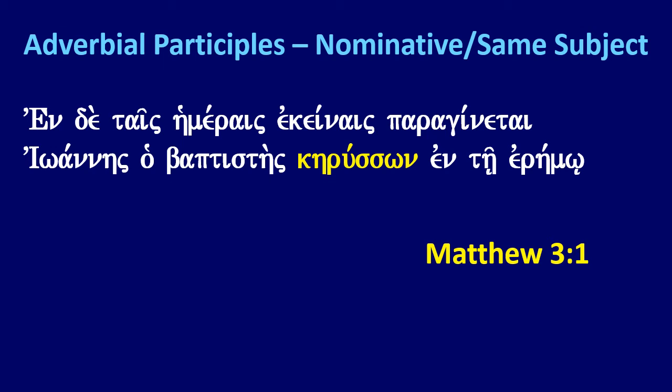That's another clue. Even though participles in Greek don't have person, first, second, or third person, they do have number, and you're going to find that the subject or actor who's doing the action of the participle, in number, singular or plural, is going to line up with the subject of the main verb, in this case, paraginetai. And here they have the same case.